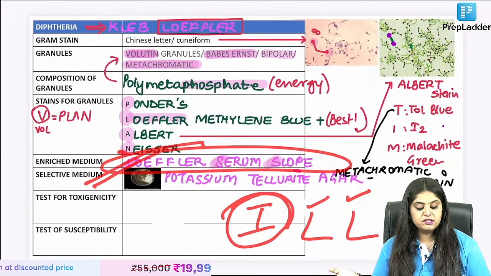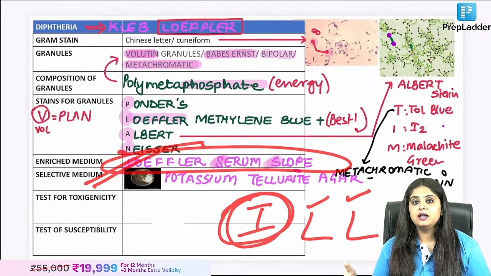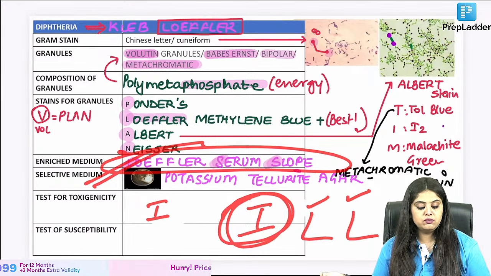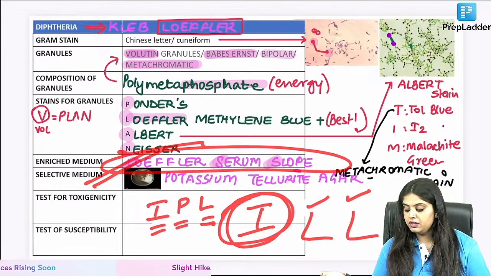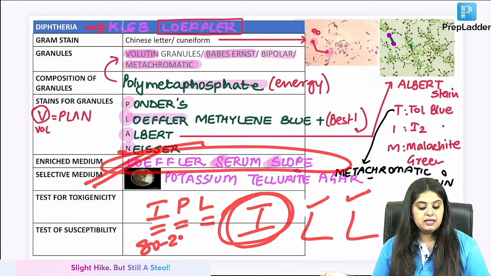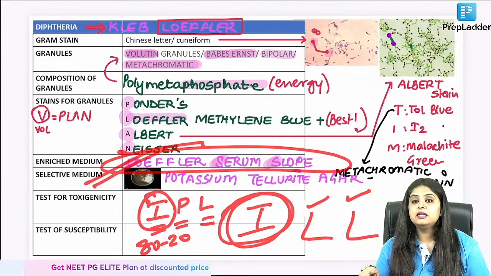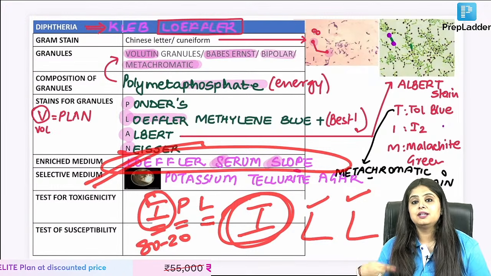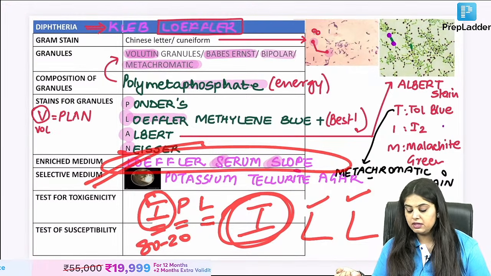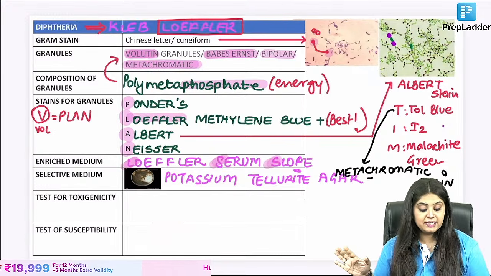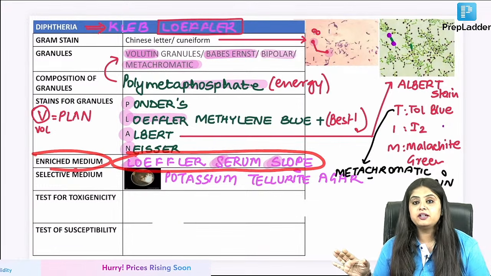This was taught yesterday. Inspissation was what? Below 100, at 100, above 100. Inspissation was IPL, meaning inspissation and pasteurization were below 100. Ma'am, I am remembering something: 80-20, 80-20, 80-20. Yes, it was a 3-day procedure. 80 degrees for 20 minutes, 80 degrees for 20 minutes, 80 degrees for 20 minutes. Remembered? 80-20, very good. You have studied a lot. Okay, Loeffler serum slope is enriched media.